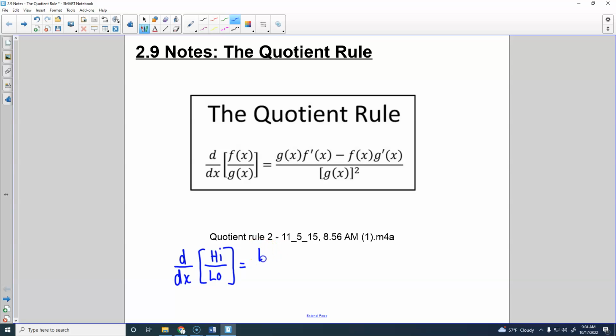It is low d high minus high d low, over low low, or low squared. So, low d high means low times the derivative of the high, the derivative of the top, minus high d low, the high function, the top function, times the derivative of the bottom function, the derivative of low, all over low squared.